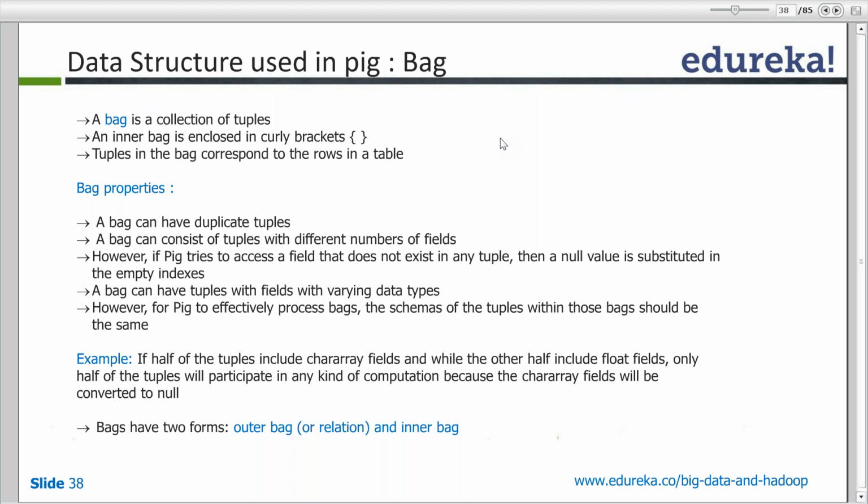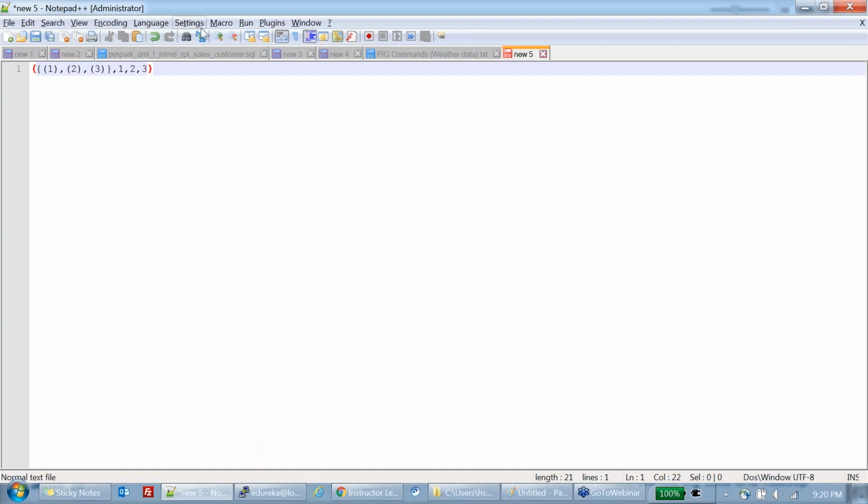Right? Some few properties about a bag. A bag can have duplicate tuples. So this example can be this way also. I can have duplicate tuples inside this bag.